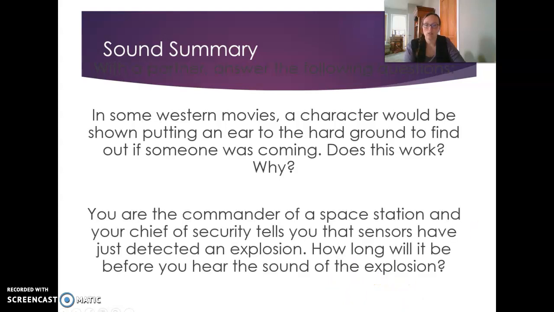And then the second question, if you're in a space station and someone tells you that the sensors have detected an explosion, how long will it be before you hear that explosion? Again, what have we learned about sound, and what do you know about how long it would take for you to hear an explosion at a space station that you are on? So add those as the last 2 things in your notes, and then go ahead and submit them in Google Classroom.